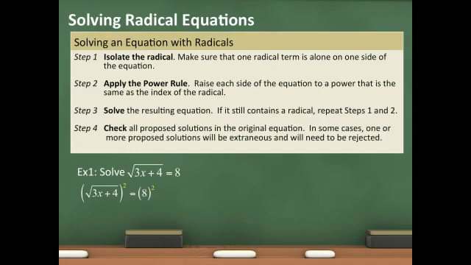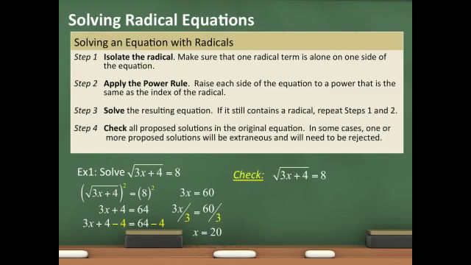Raising the radical to the second power will eliminate the radical bar, so we simply bring down the 3x plus 4 on the left side. On the right side, squaring the 8 will give us 64. Next we do step 3, which is to solve the equation. By subtracting 4 and dividing by 3 on both sides of the equation, this gives us x equals 20.